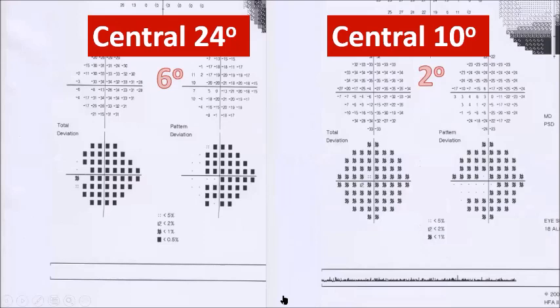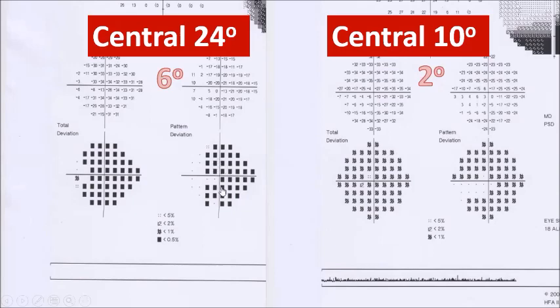Here, this is the same patient with the 24, and when we repeat the field using the central 10, you can see here we have all these points shown to be within normal. But if you notice here in the 24, the test location between one location and the other is 6 degrees. So here, this is 3 degrees. This is 9 degrees. Again, this is 3 from the vertical, and this is 9.